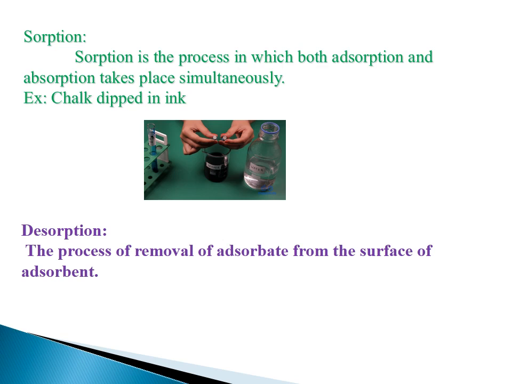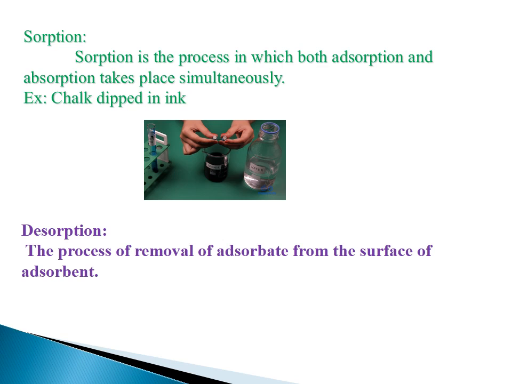Now we will see sorption. Sorption is a process in which both adsorption and absorption take place simultaneously. For example, if you take chalk and ink and immerse the chalk fully in ink, what will happen? Here ink contains two substances. What are the two substances? One is water, another one is dyes. The chalk absorbs water, but dyes spread only over the surface of the chalk. Here two processes, adsorption and absorption, take place simultaneously. This is called sorption.